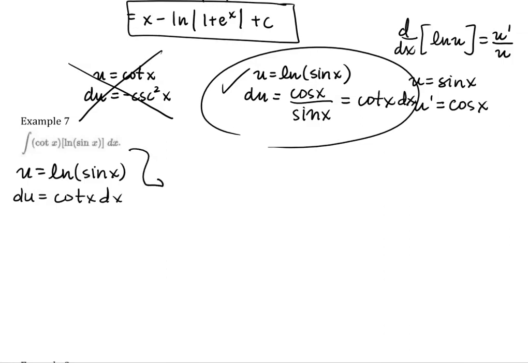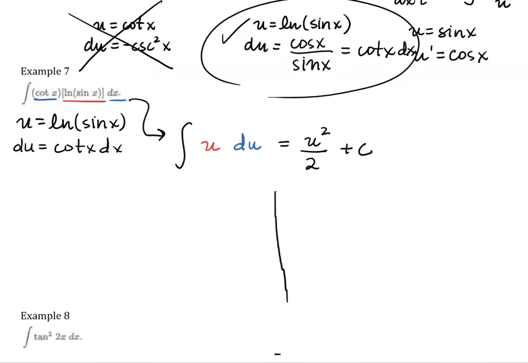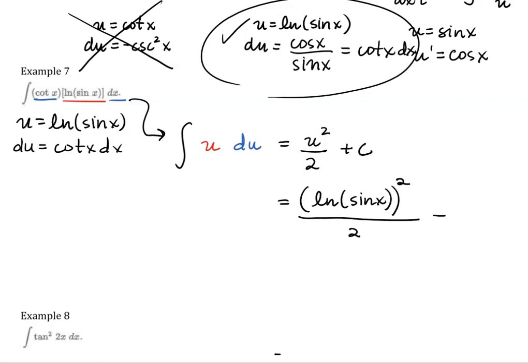So when I do my substitution, this cotangent x dx is all du, and this natural log of sine x is all u. So integrating u du, we just have to increase the exponent and divide by the new exponent, and we end up with u squared over 2 plus c. And then I'm just going to substitute back in what u is. So we have natural log of sine x, all of that squared and divided by 2, and then we add c.